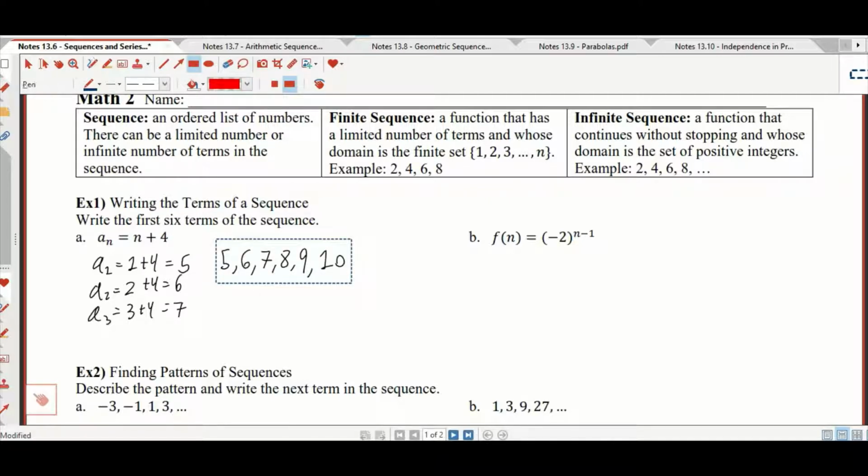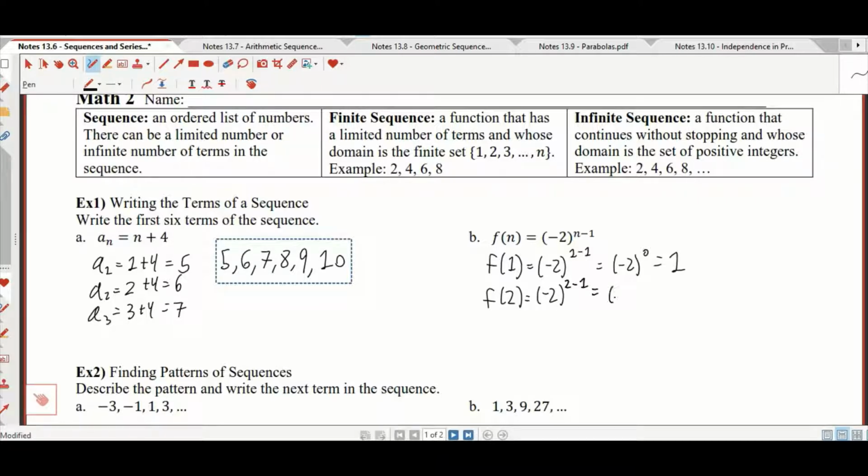All done. You can also say it like this: f of n equals negative 2 to the n minus 1. So f of 1 is equal to negative 2 to the power of 1 minus 1, which is negative 2 to the power of 0, which is 1. F of 2 is negative 2 to the power of 2 minus 1, which is negative 2 to the power of 1, which is negative 2. F of 3 is negative 2 to the power of 3 minus 1, which is negative 2 to the power of 2, which is 4.